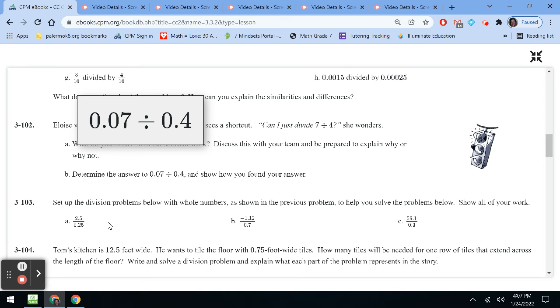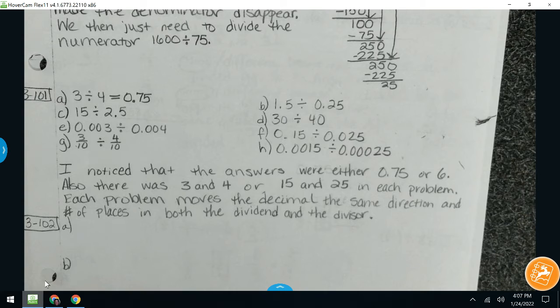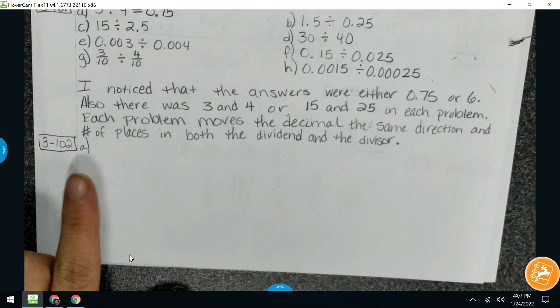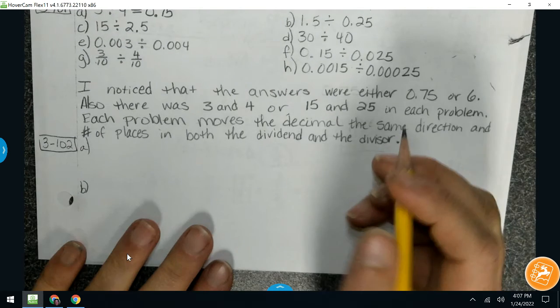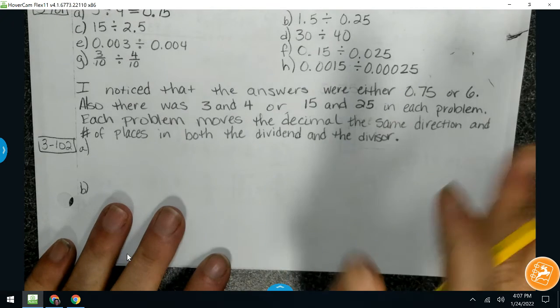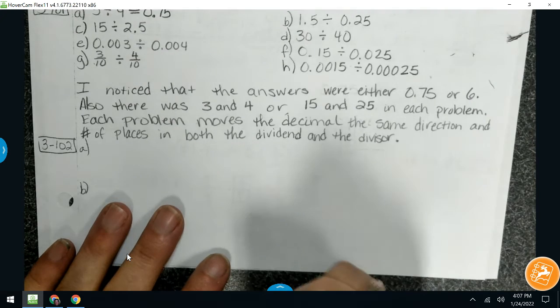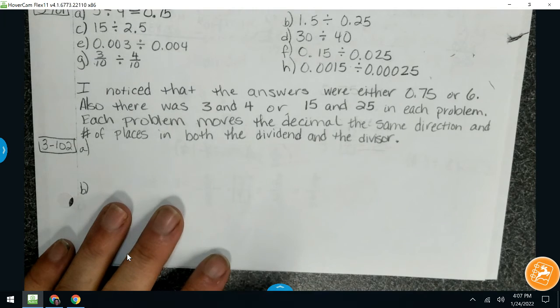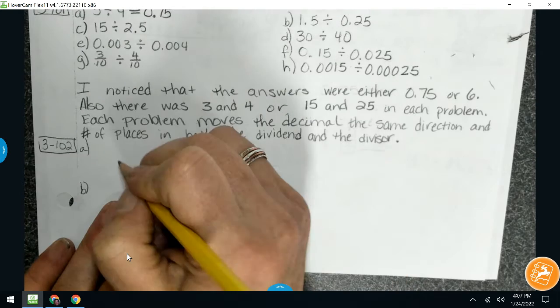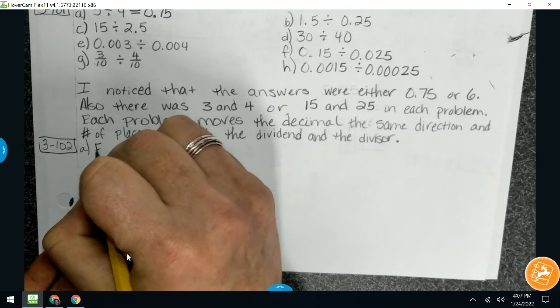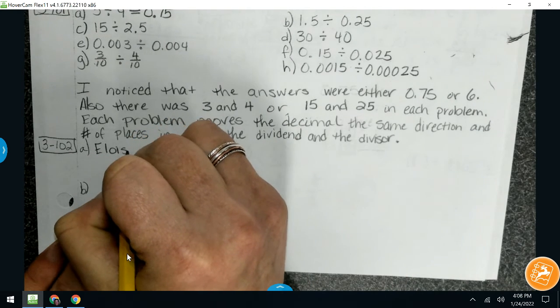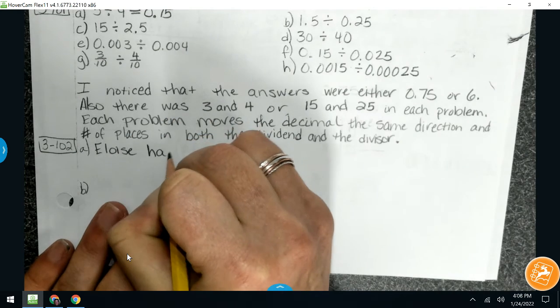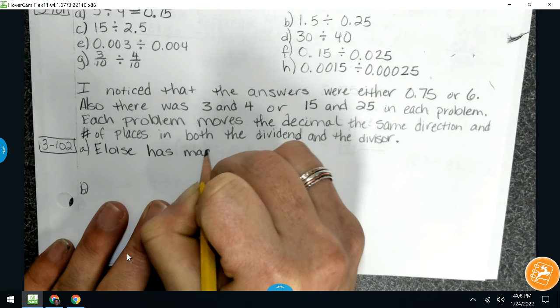So I'm going to go ahead and come back down here. So we already know that Eloise is mistaken. We're going to be nice and kind to her. We don't have to tell her she's wrong. Nobody likes to hear it like that. But we all make mistakes, and so that's okay. That's how we learn. So Eloise has made a mistake.